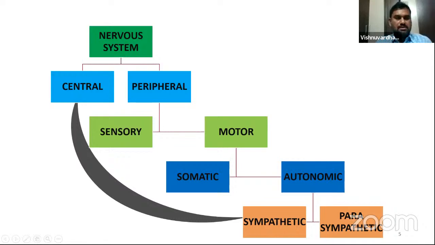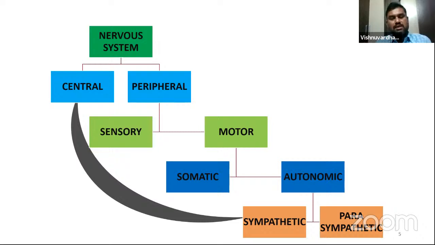You know that the sensory nervous system actually transmits the signals from sense organs or receptors to the brain. That is sensory peripheral nervous system. And there is another part of the peripheral nervous system, that is motor peripheral nervous system. This carries responses from the brain to the effector organs or different organs of the body.